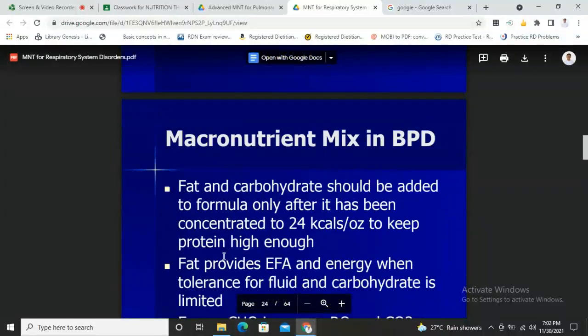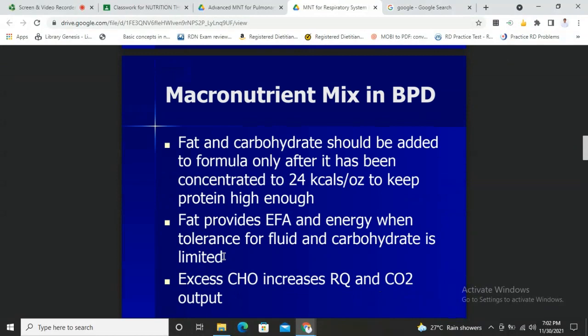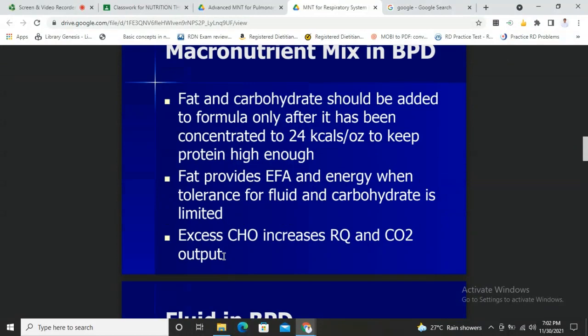Okay, how about the macronutrient mix in BPD? So, fat and carbohydrate should be added to the formula only after it has been concentrated to 24 calories per ounce to keep protein high enough. Okay, so fat provides essential fatty acids and energy when tolerance for fluid and carbohydrate is limited. Excess carbohydrate increases RQ and carbon dioxide output. So, carbohydrate should not be increased, no. Instead, the two macronutrients that should be increased are fats and proteins.